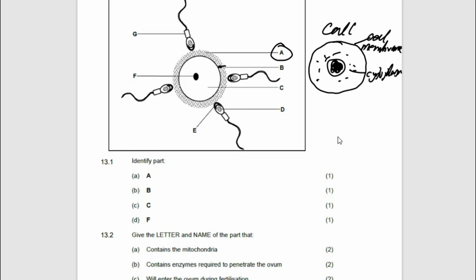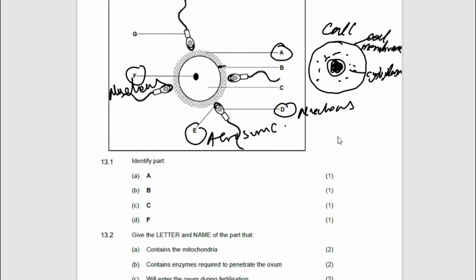And then what is D? D, you see that is the nucleus of the sperm. And then what is E? E is the acrosome. And then what is F? F is the nucleus of the ovum. And then what is G? G is the middle piece. So basically we have labeled it.